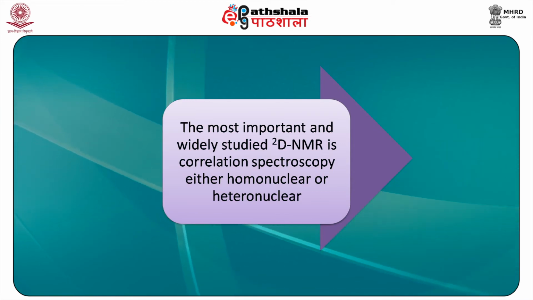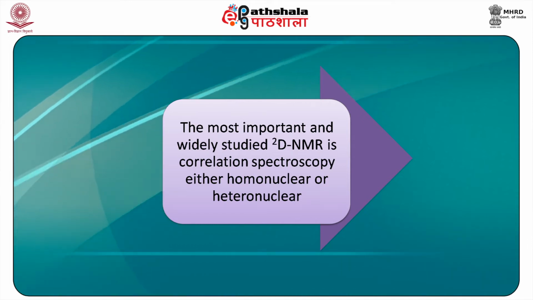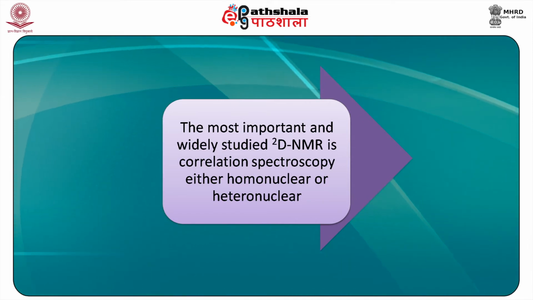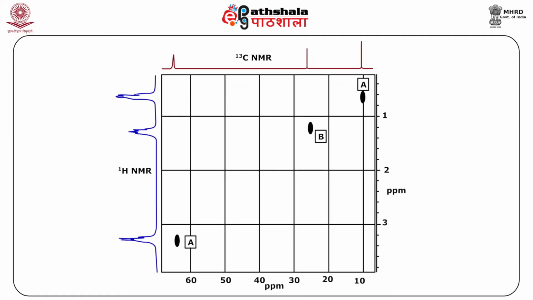The most important and widely studied 2D NMR is the correlation spectroscopy, either homonuclear or heteronuclear. The homonuclear proton-proton case is referred to as COSY, and this you can see in this figure. On the other hand, the heteronuclear carbon-proton correlation case is known as HETCOR, and this is represented in this particular figure. As you can see, this is the HETCOR for 1-propanol.